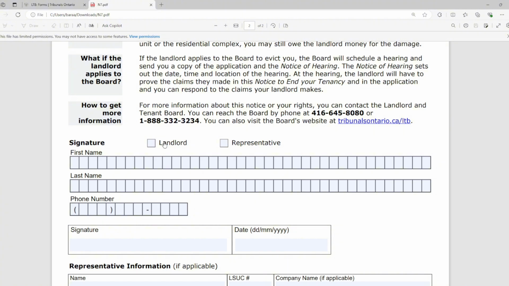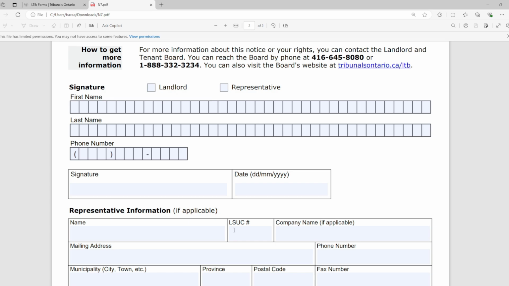And then finally, to fill it out and sign it, if you, the landlord, are filling it out, you would write your first name, last name, phone number, your signature, and I do recommend here by hand, and then finally the date, month, and year of you filling this out. If a legal representative is signing this, make sure it is a legal representative with an LSUC number.